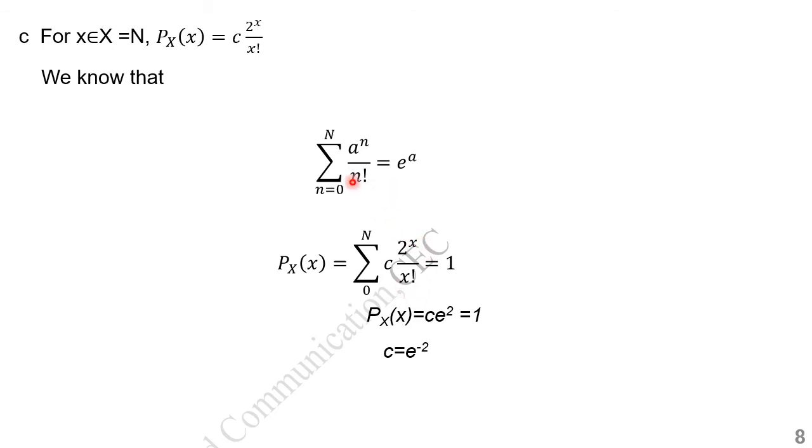We'll apply this. Here it is 3 into 2 to the power x divided by x factorial, and the summation 0 to n is equal to 1. Here the value of a is equal to 2, so therefore it is e to the power 2. 3 into e to the power 2 should be equal to 1. When we simplify this, we get c equal to e to the power 2.